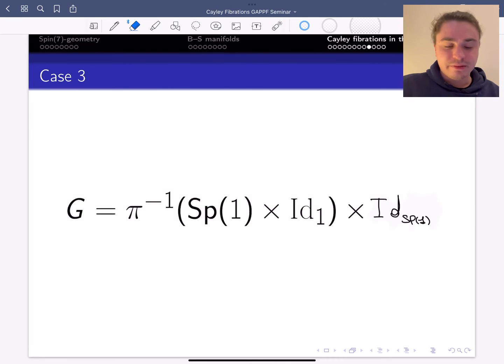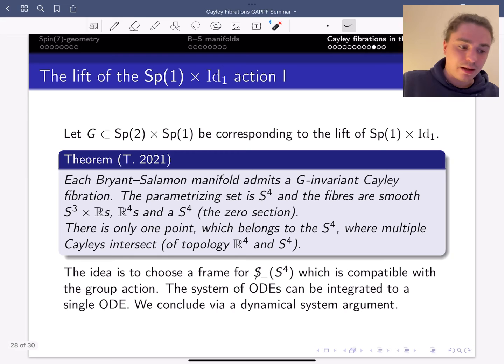So the last case that we need to consider is the lift of the SP1 times identity action. In this case, analogously to the SO3 times identity case, we have the following theorem. On each Bryant-Salamon manifold, we have a G-invariant Cayley fibration.